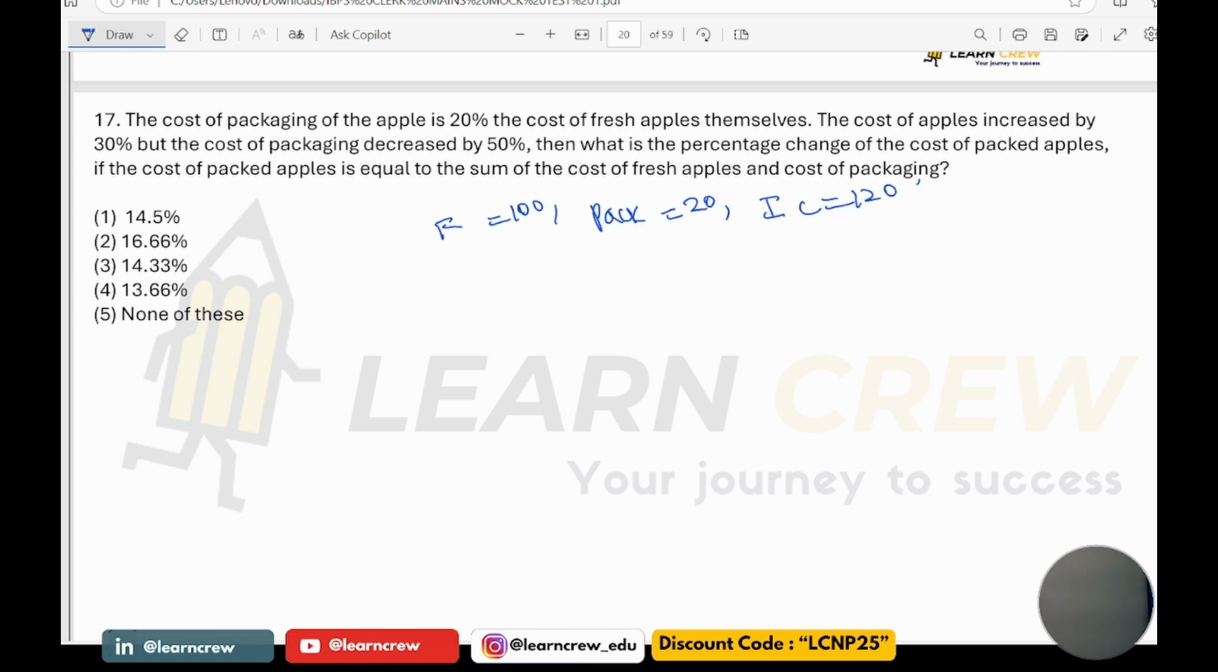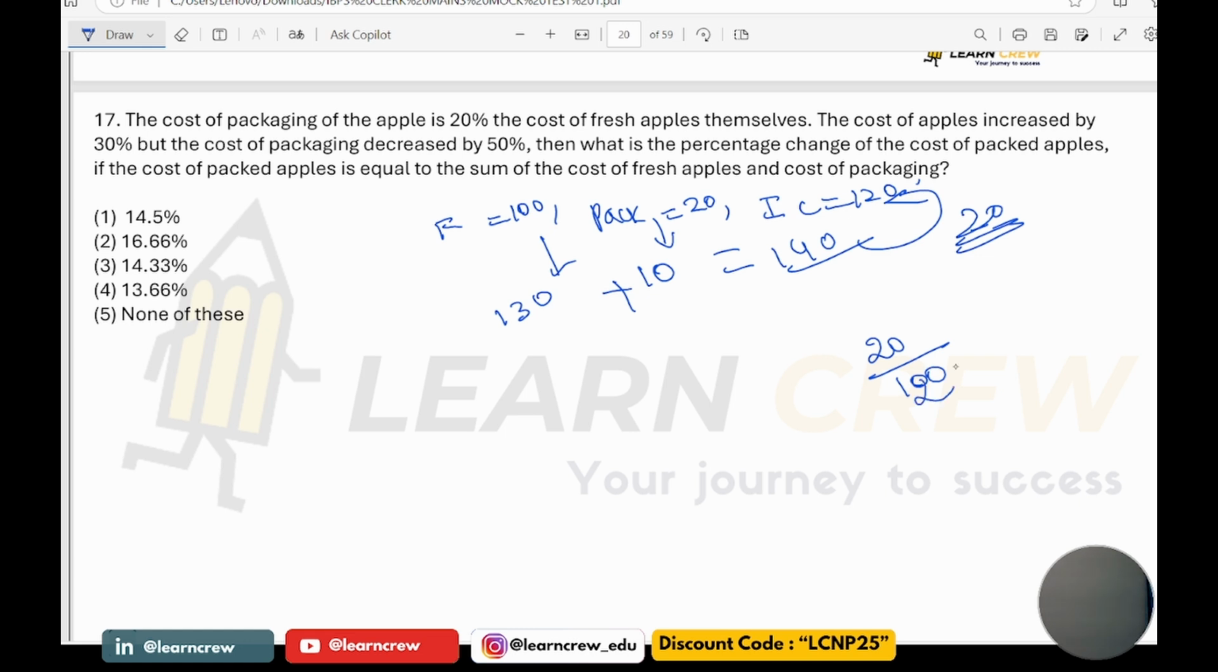After increasing the price by 30%, it becomes 130. The cost of packaging cut down by 50% means it has become 10 rupees. Then 130 plus 10, 140 it has become. So 140 and 120, what is the difference? 20. So 20 is what percentage of 120? 20 is 1 by 6, which means 16.66.